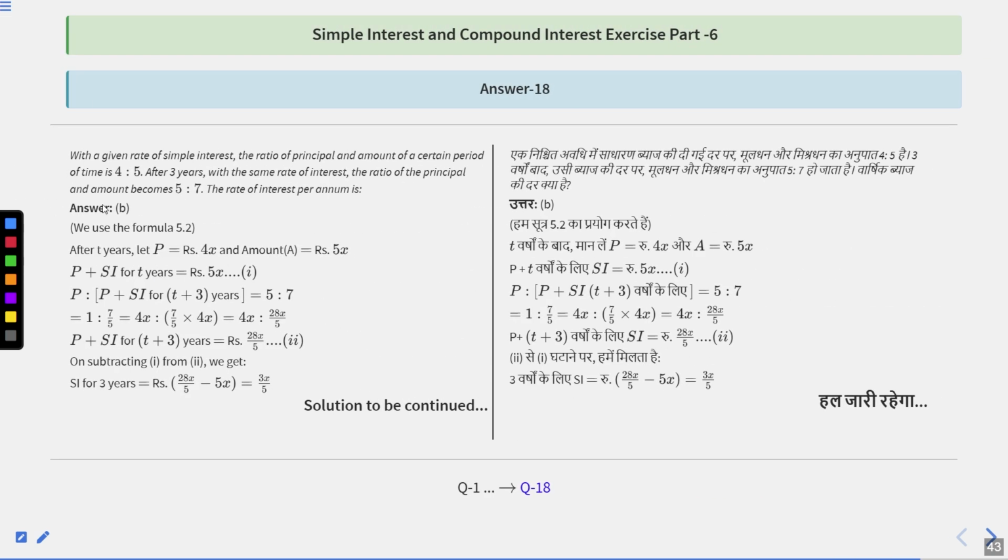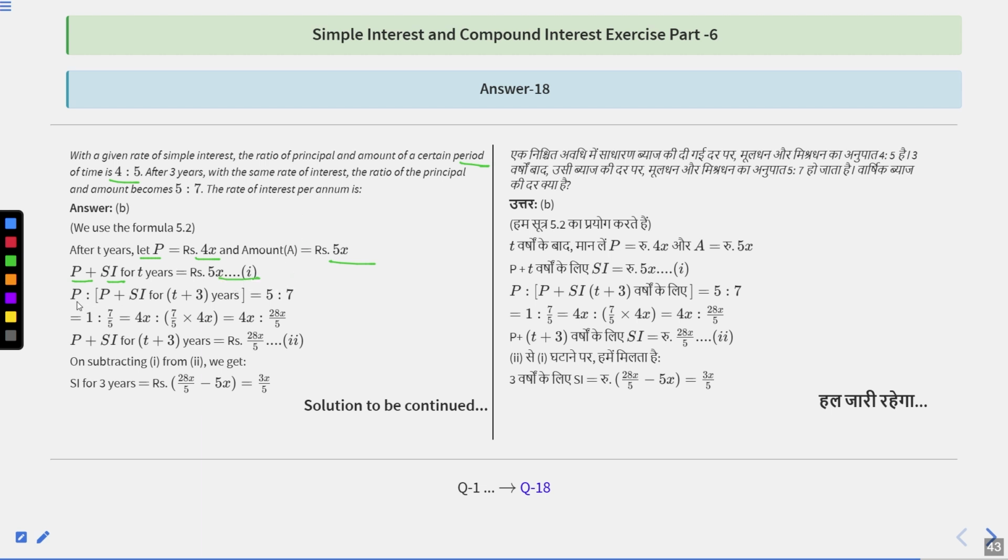Now, we can say that after t years, let P equal 4x. Because it is given in the question, after a period of time, the ratio will become 4:5. Clear? And amount is 5x. Principal is 4x, amount is 5x. So amount is equal to principal plus simple interest for t years, equal to 5x. This is our equation first.